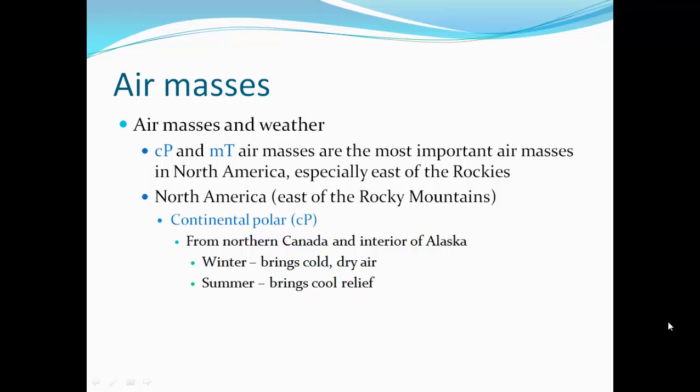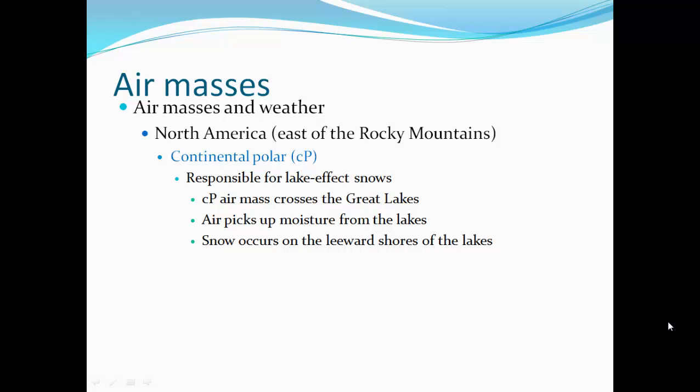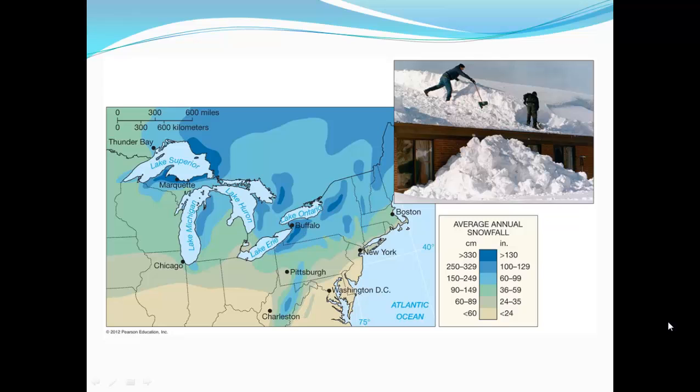Continental polar air from northern Canada and the interior of Alaska brings cool, dry air in the winter, and in the summer brings cool relief. Continental polar is also responsible for lake effect snows. The CP air masses cross the Great Lakes. Air picks up moisture from the lakes, and snow occurs on the leeward shores of the lakes. So when that cold, moist air hits the land, it'll drop snow on, for example, Buffalo, New York.